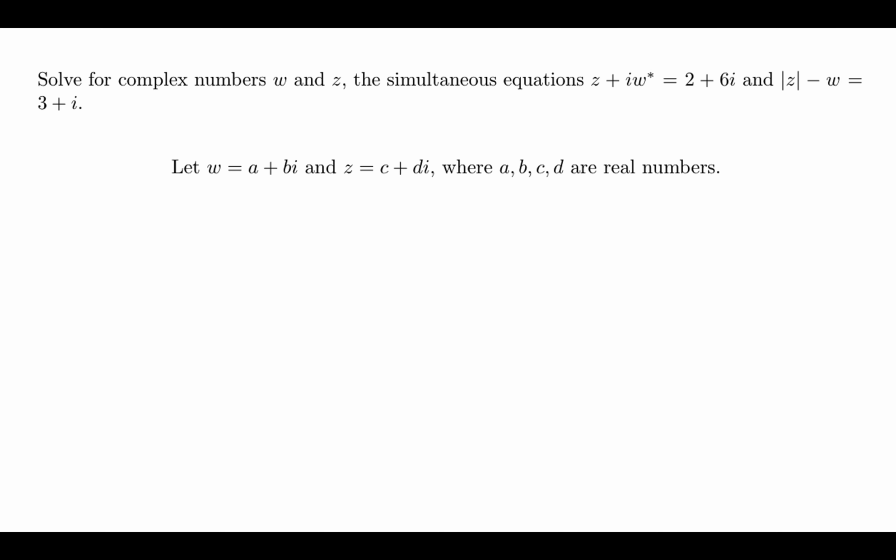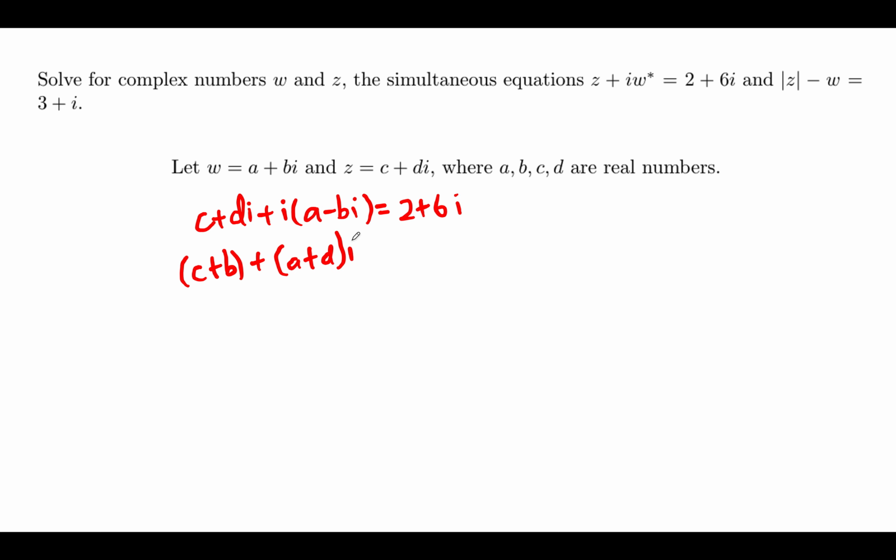Okay, so what we're going to do here is substitute in these two rectangular forms into our equations. So we start with the first equation, right? z equals c plus di, plus i multiplied by the conjugate of w, equals 2 plus 6i. And if we do some simplification here, we get c plus b plus a plus di equals 2 plus 6i. So comparing coefficients, we get b plus c equals 2 and a plus d equals 6.